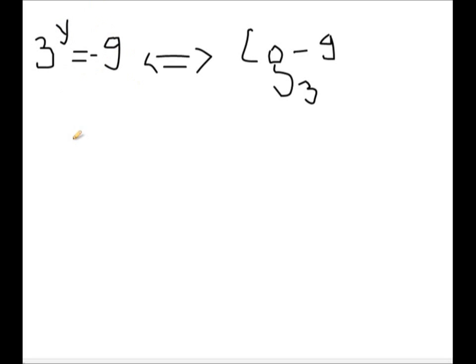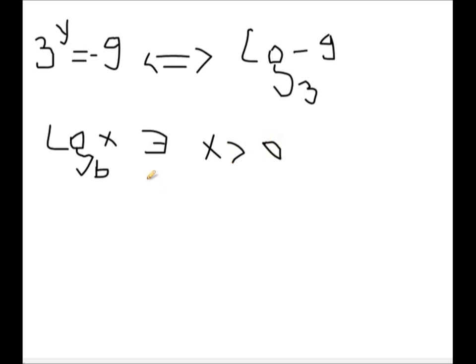So understand, log base b, whatever the base, the base is always a positive number. By the way, when I say a positive base, log base b of x, this value exists only if x is greater than 0.